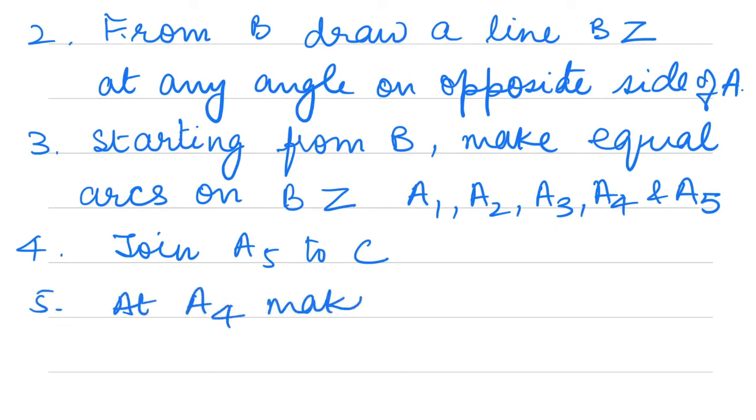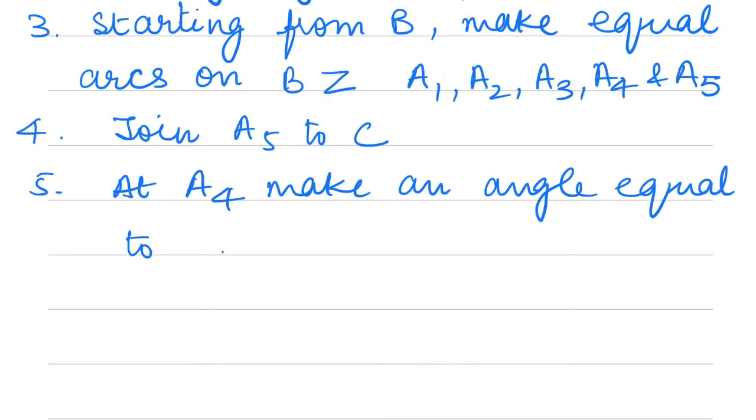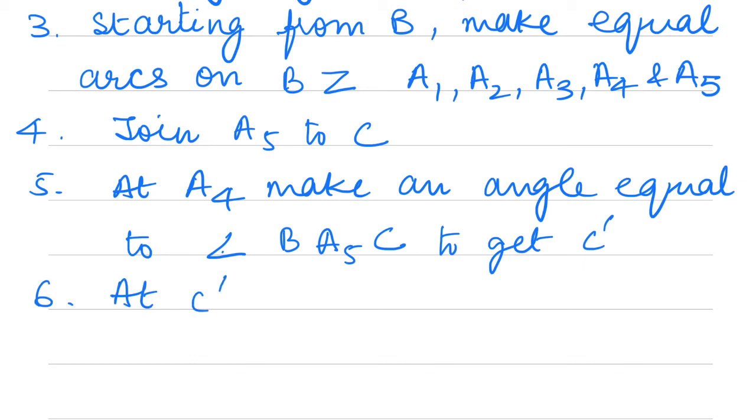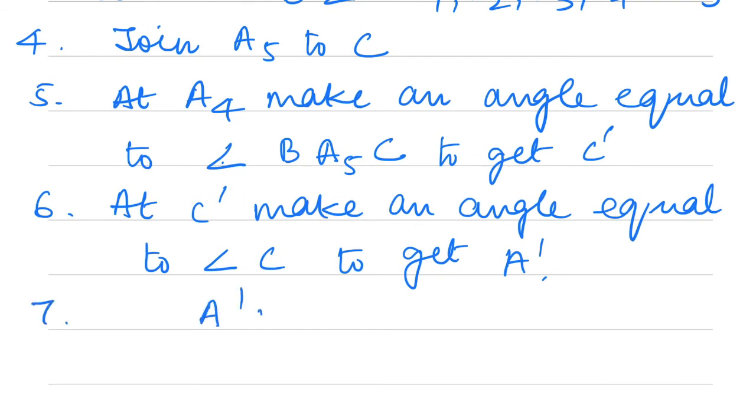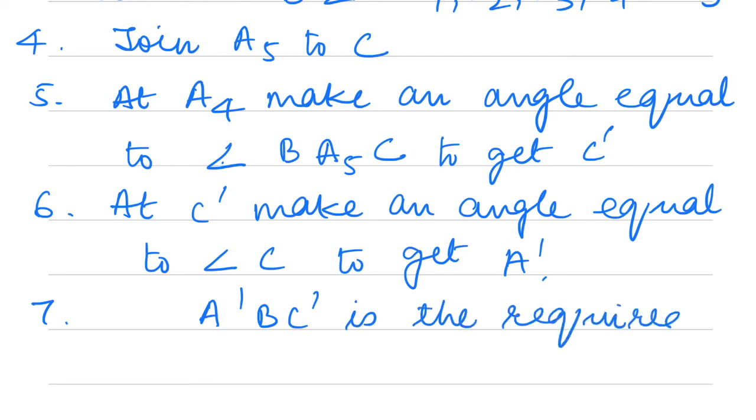At A4, make an angle equal to angle B A5 C to get C dash. Sixth, at C dash, make an angle equal to angle C to get A dash. Seventh, A dash B C dash is the required triangle.